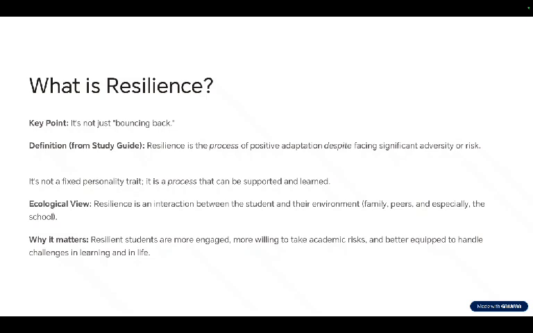This is where the ecological view comes in. A student's resilience is shaped by the interaction between them and their environment, their family, their peers, and crucially, their school. This is why it matters so much for us as teachers. Resilient students are more engaged, they're more willing to take healthy academic risks like trying a difficult problem or asking a question, and they're simply better equipped to handle the inevitable challenges of learning and of life.